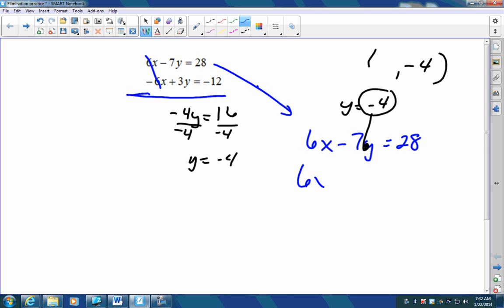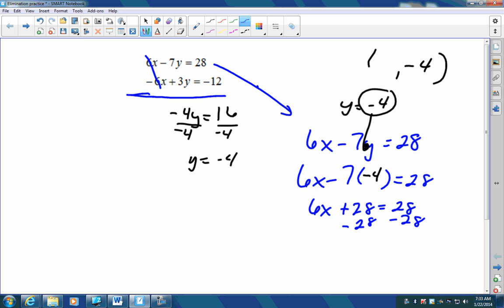So you're taking negative 4 and you're going to put it into your equation. So you get 6x minus 7 times, that's the biggest thing. This says 7 times y, so you're taking 7 times negative 4, and that equals 28. 6x. Negative 7 times negative 4 is positive 28 equals 28. Subtract 28 from each side. 6x equals 0. When you divide by 6, x equals 0. Your solution is 0, negative 4.